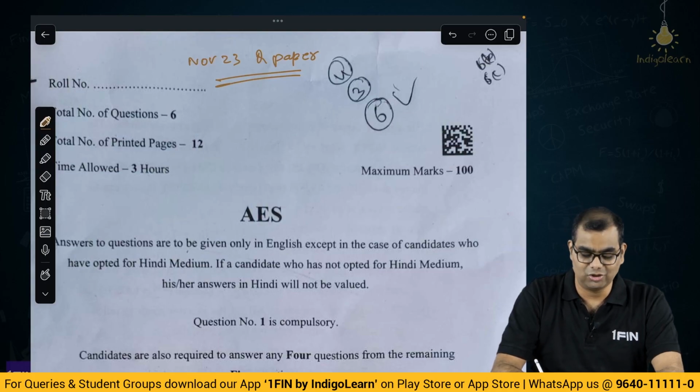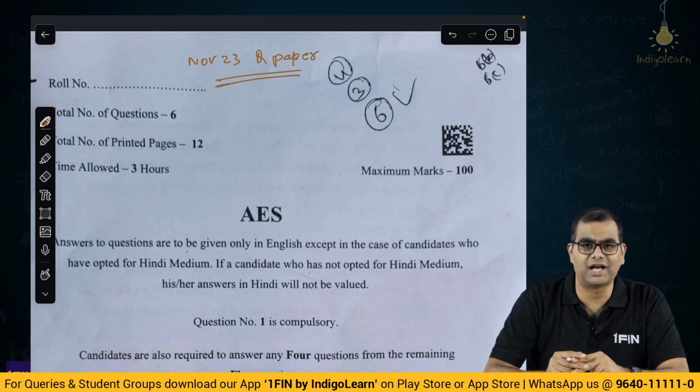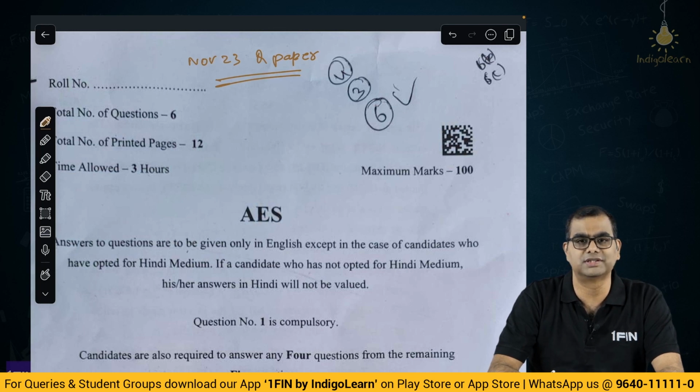Hello friends, so there's a lot of action going on in the last few days with respect to the CA Final AFM November 23 paper. I will not take names of faculty because I don't think it is fair and ethical. But I definitely believe that there is some clarity that students require, which, from my perspective, whatever I can provide.